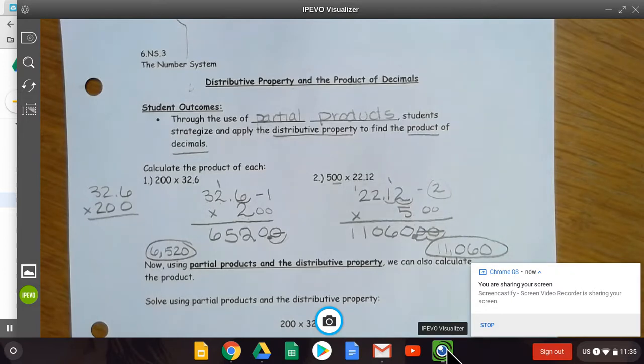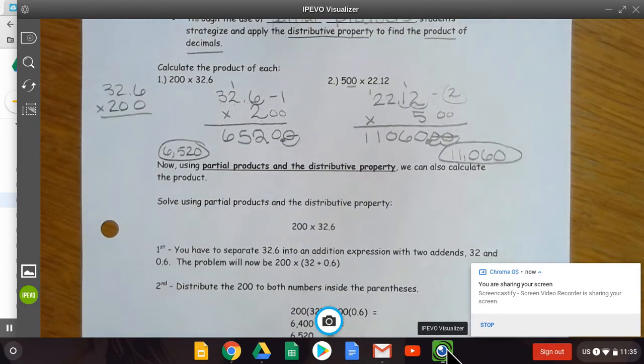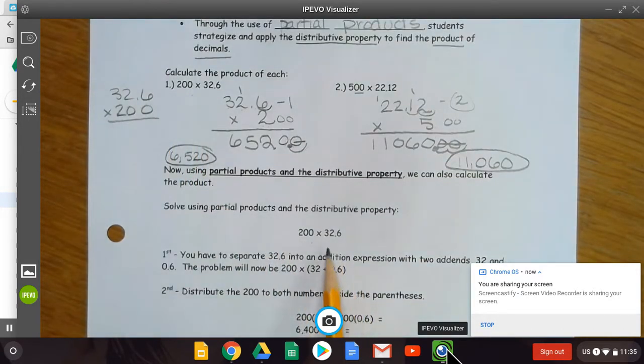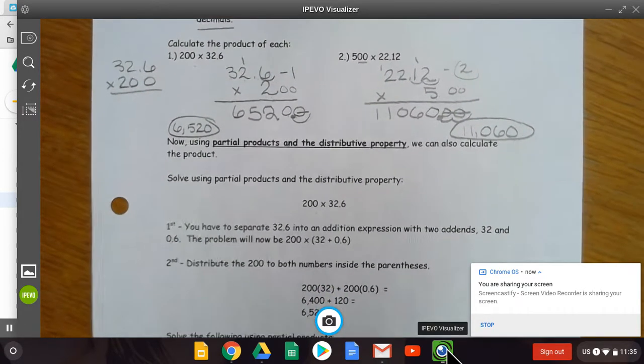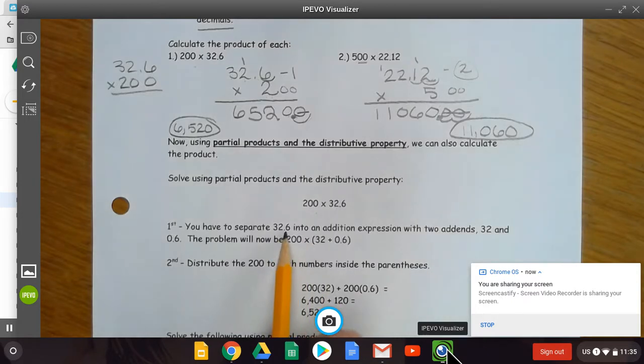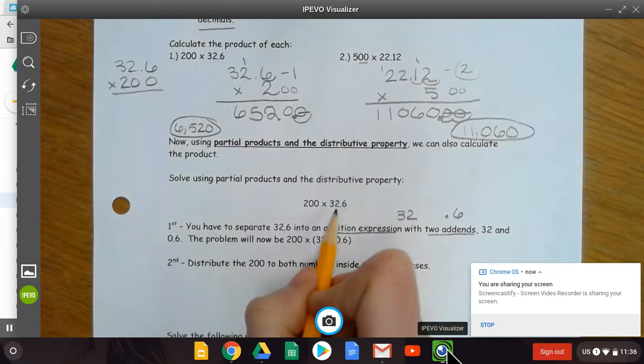So now I'm going to show you using partial products and the distributive property how we can also calculate the same product. We're going to take that same problem that we just started with up here, and use partial products and the distributive property to help us solve this. You would first separate 32.6, 32 and 6/10, into an addition expression with 2 addends. Addends are the 2 parts of the adding problem. So 32 and 0.6. Now you can't just do 32 and 6, because if you take 32 and 6/10 apart, that's 32 and that's 0.6, because when you put them together, you need the decimal. That's what we started with.